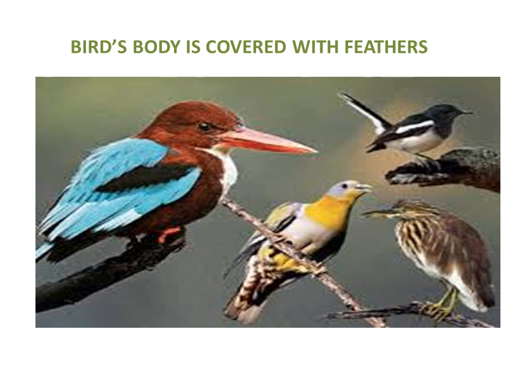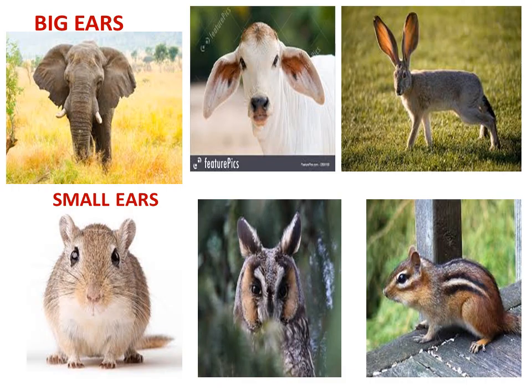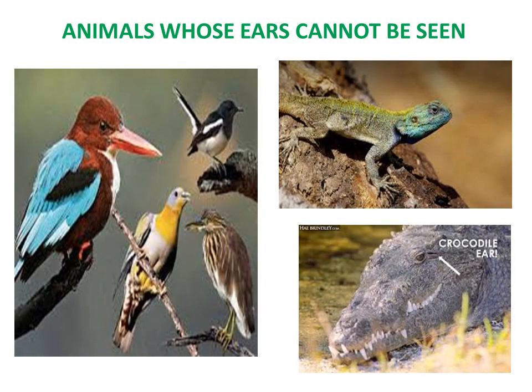Some animals whose body is covered with feathers. Birds, crow, pigeons, sparrow. You must have seen some animals with big ears and some with small ears. Can you name some animals whose ears cannot be seen? You must have seen lizards, crocodiles, birds, right? So now we have seen different animals and their different characteristics. So in today's class, we are going to learn an interesting topic, animals and their characteristics.